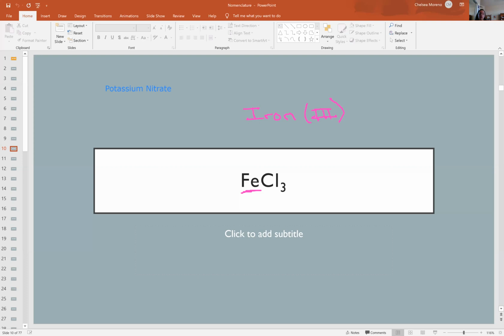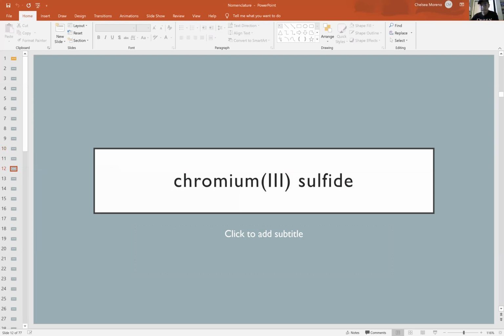So what would be the last part of our name here? Chloride. Yes, we would have chloride, because remember, we always want to change our suffix to "ide" when we have an ionic compound. Does anybody have any questions on that one? I don't think so. Okay. All right, cool.